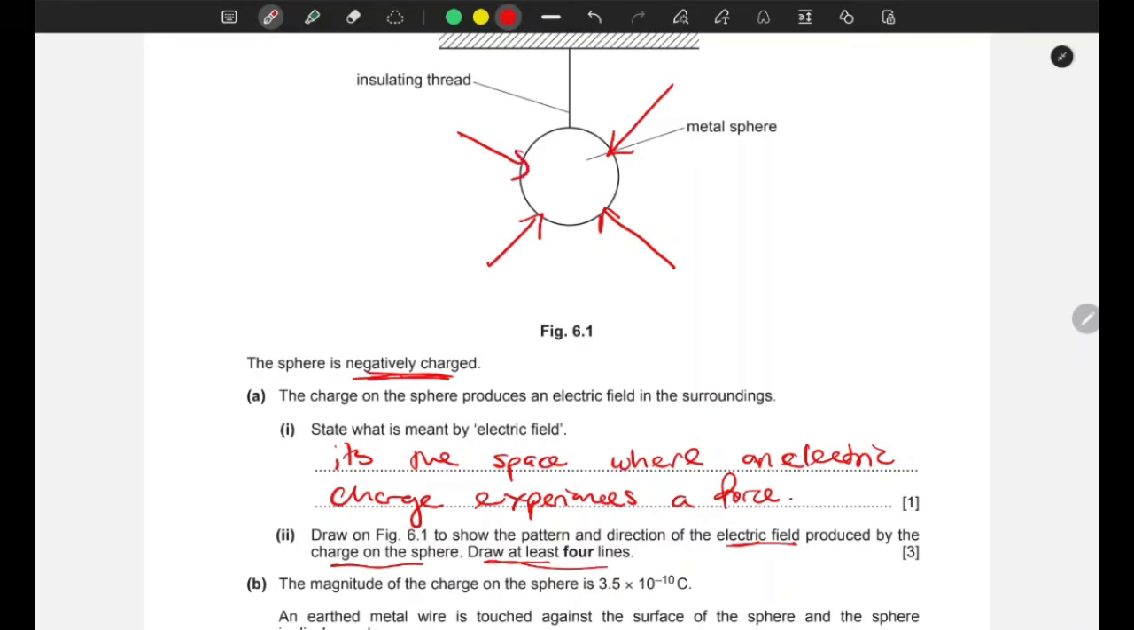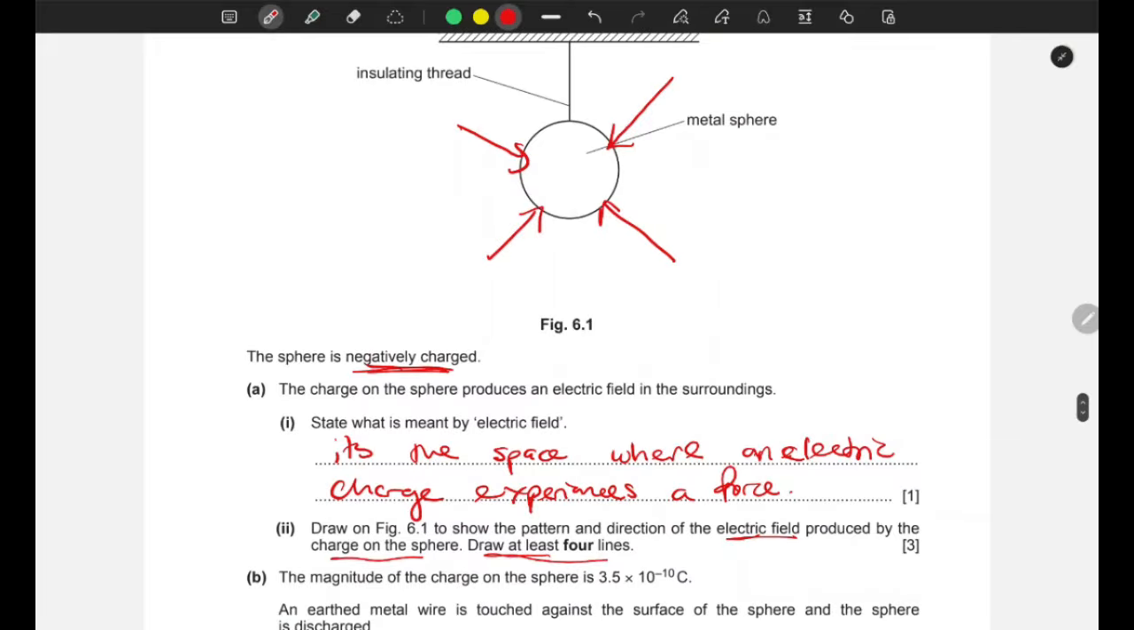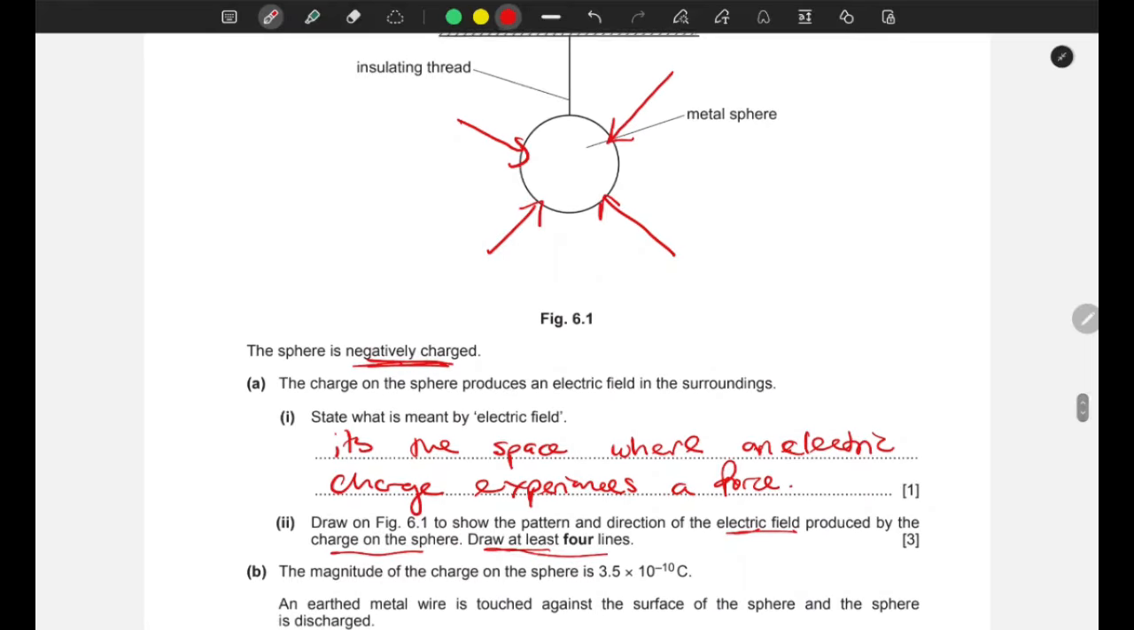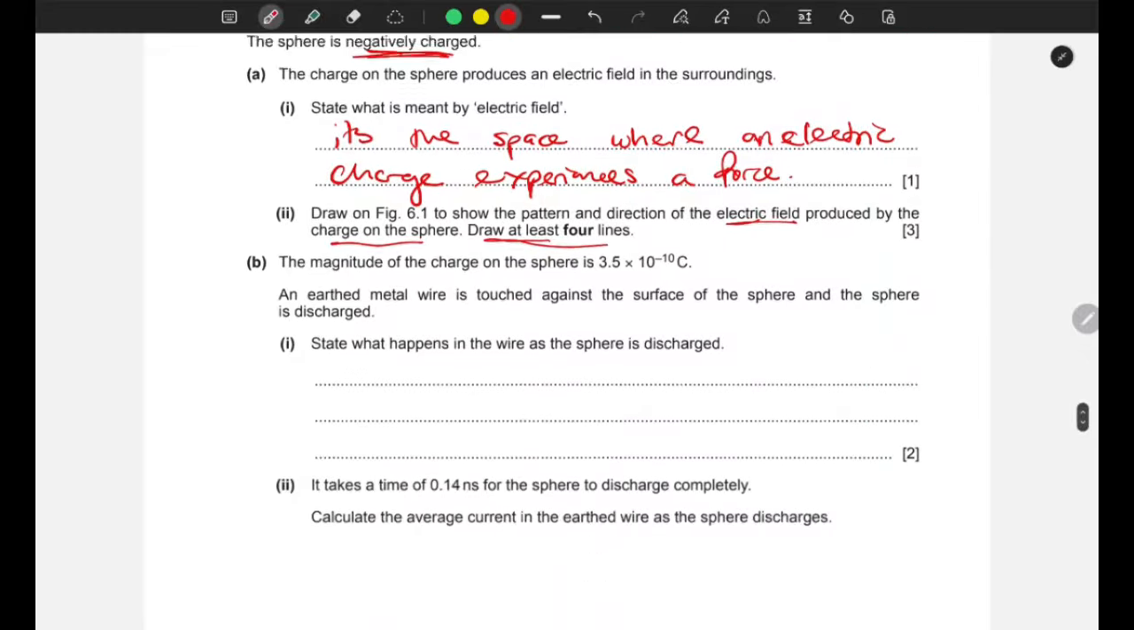So at least 4 lines, so 1, 2, 3, 4. So this is a diagram, and it's always towards the sphere or towards the negatively charged object. If the sphere was positively charged, the direction would be away from it, because a positive charge would be repelled by another positive charge. But since it's negatively charged, it's towards the sphere.